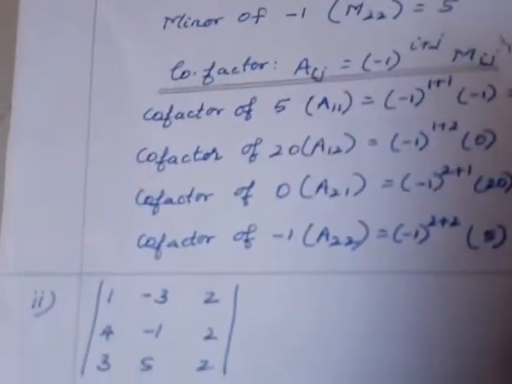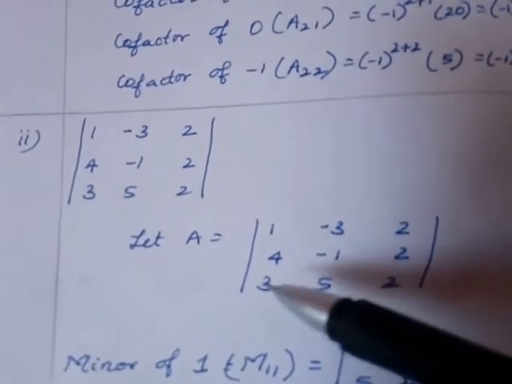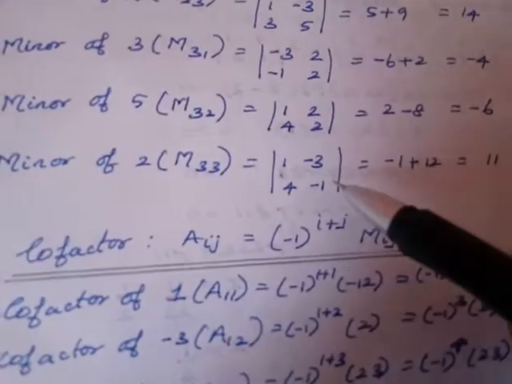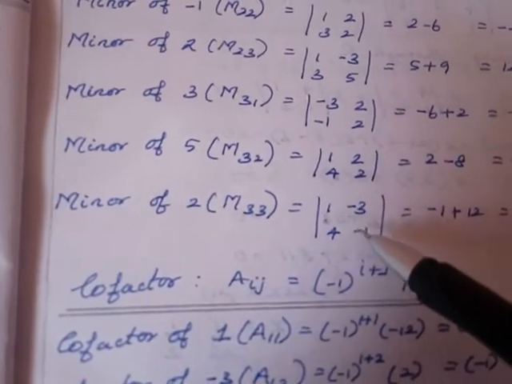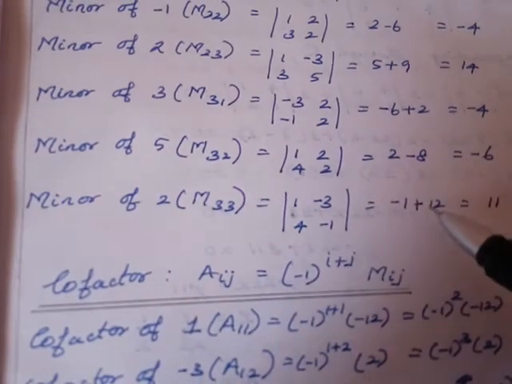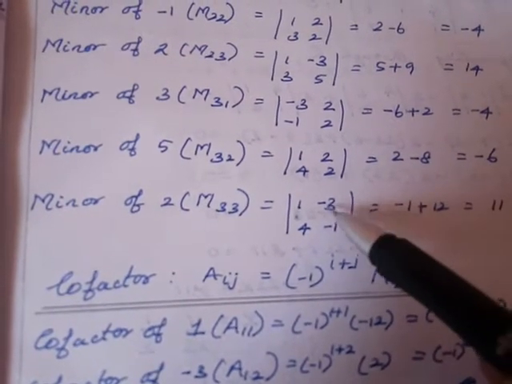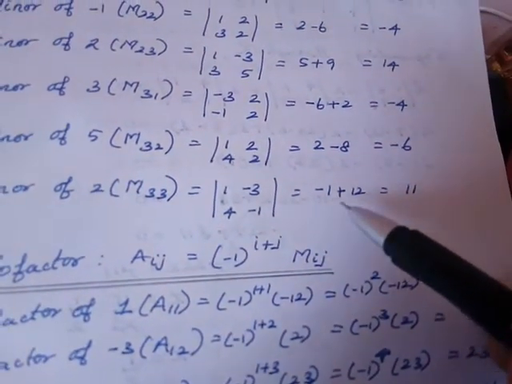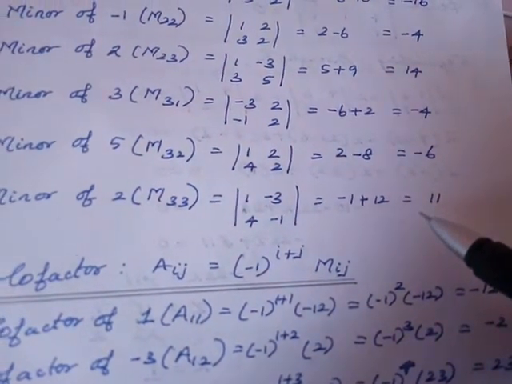And the last one, 2. So this row and this column will go off. 1 minus 3, 4 minus 1. 1 into minus 1 is minus 1. Already one minus will be there. Minus into minus will get plus. 4 3s are 12. So 12 minus 1 is 11. That is all about the minor.